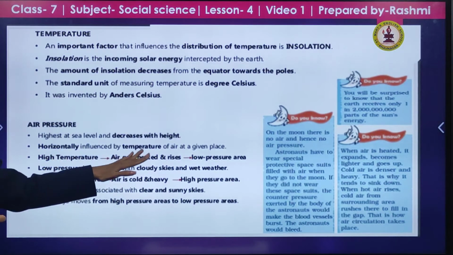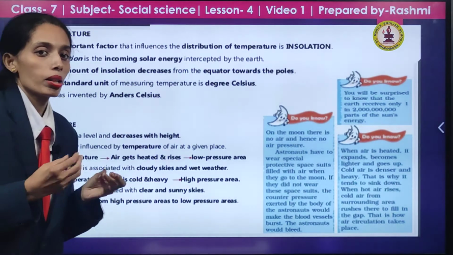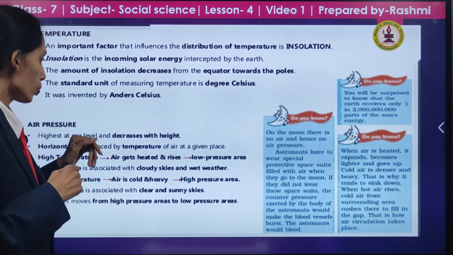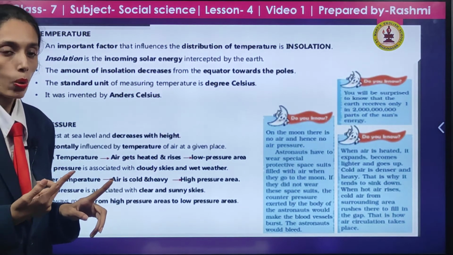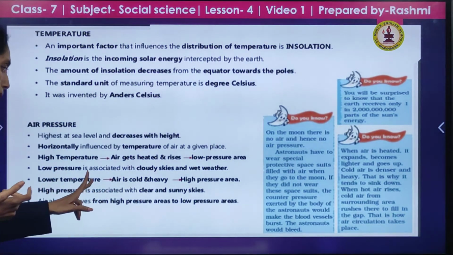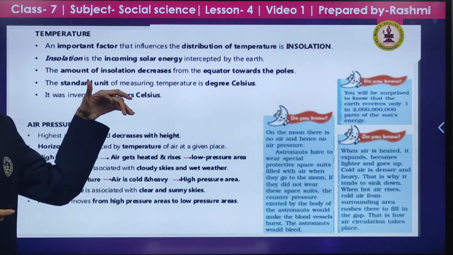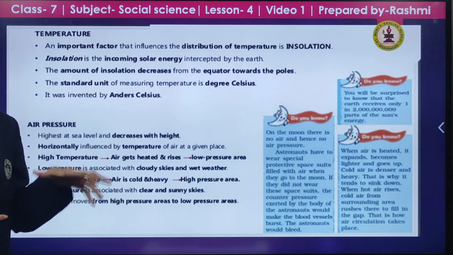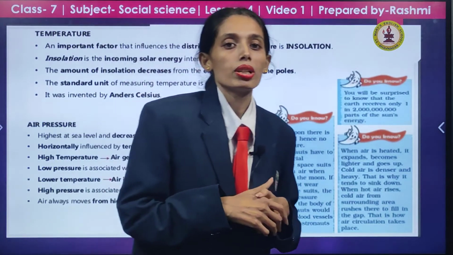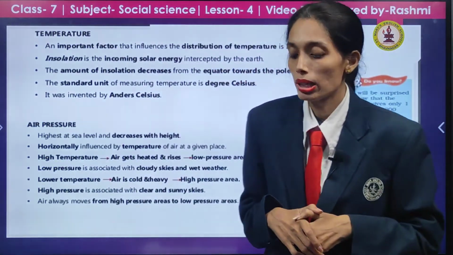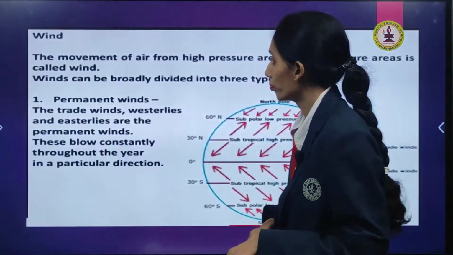At high temperature, air gets heated and rises because it expands and then it becomes light in weight. That's why it moves to the upper region, and that's why that area becomes low pressure. Whereas at low temperature, you have cold and heavy air which becomes heavier and denser, and that's how it reaches down. So there you will have the high pressure area which is built up. So this is clear, temperature and air pressure.